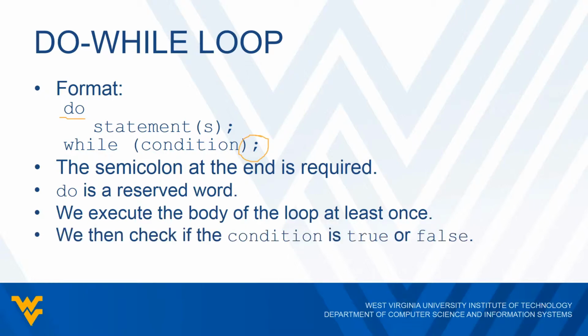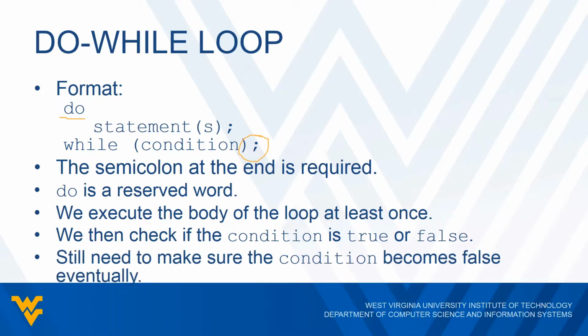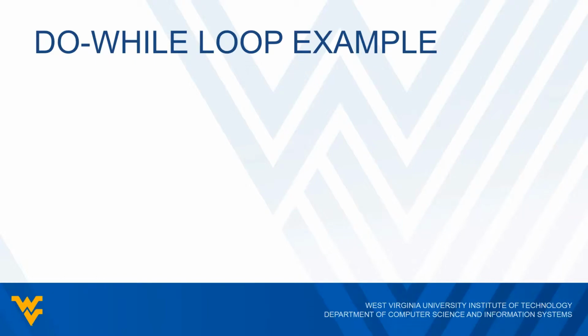We then check our condition to see if it's true or false. If our condition is true, then we go back to the do part and run all those lines of code again. And if it's false, we get out. We still need to have some loop control variable in here, and we still need to make sure that our condition eventually becomes false, because we still run the risk of getting an infinite loop. Let's take a look at an example of a do-while loop.